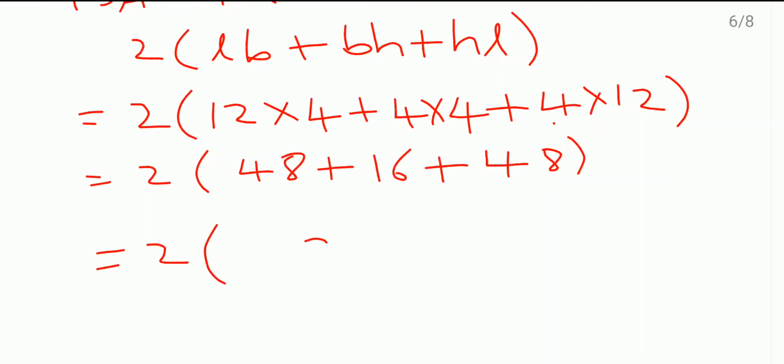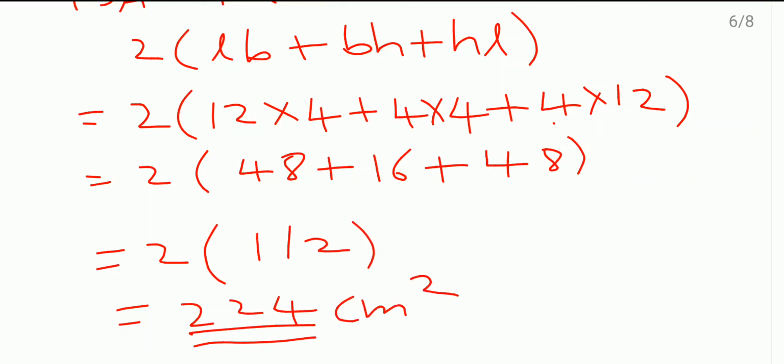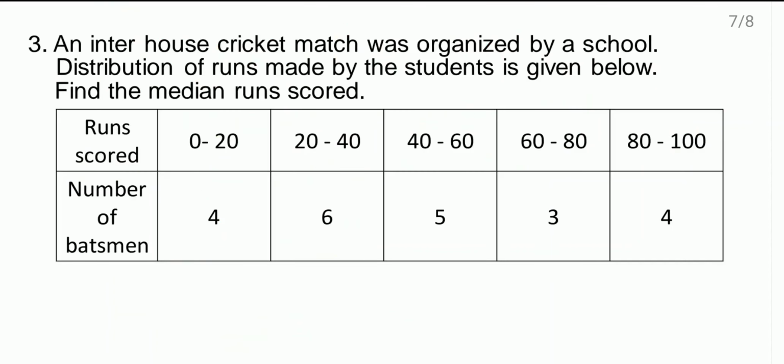96, this is 112. So 224 centimeter square, because it is the surface area, total surface area. So the unit will be centimeter square. Right? So we got the total surface area of the cuboid. Let us see the next one.